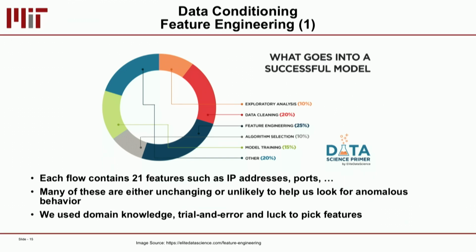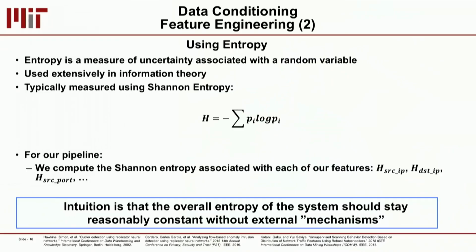So we have to use some domain knowledge, where we talk to experts in cybersecurity and say, well, IP address is kind of an important thing, but maybe this other flag is not as important. And then we use a lot of trial and error and luck as well to help pick some of these features.